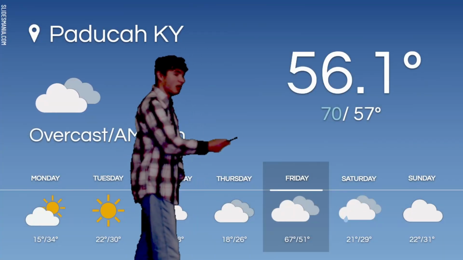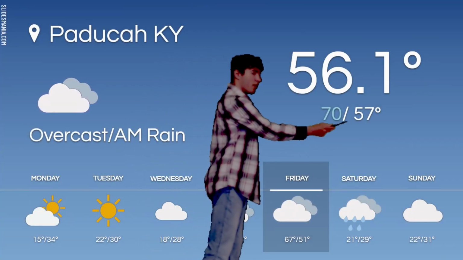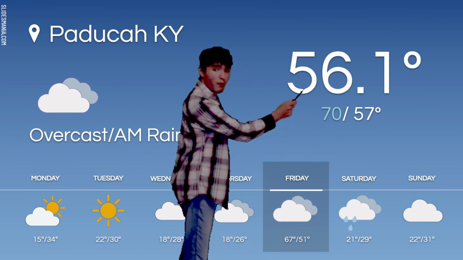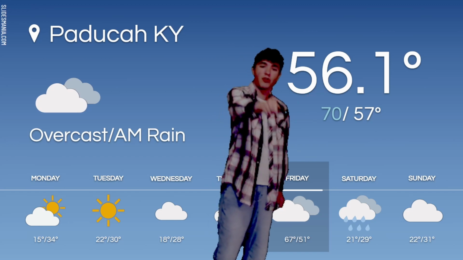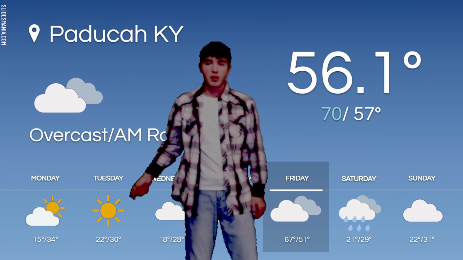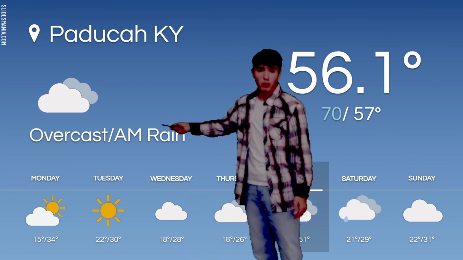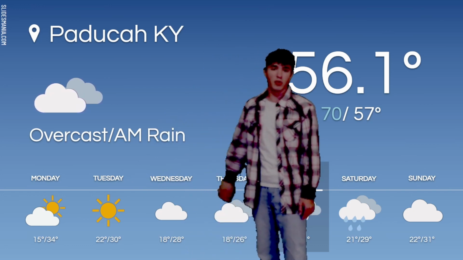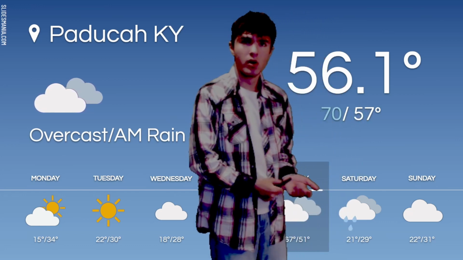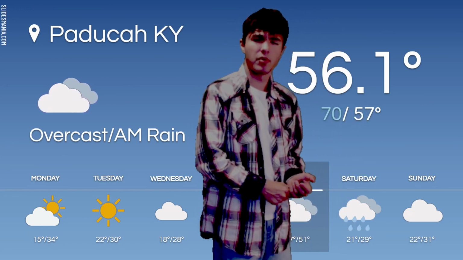Okay, for today, the high is going to be 70 degrees, low of 57. The current temperature right now is 56.4. It's actually not 56.1 because I see my weather station little thing. Okay, and it's going to be overcast mainly. Right now, it's actually raining outside, so it's going to be persisting general rain and showers throughout the morning until around 10 p.m. I believe.